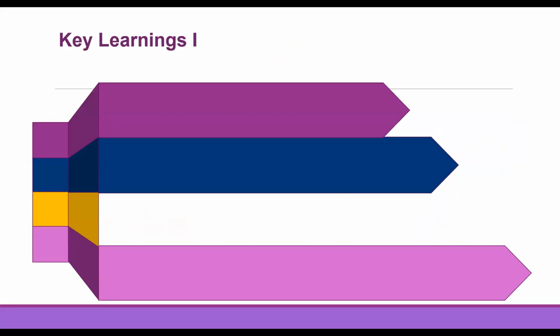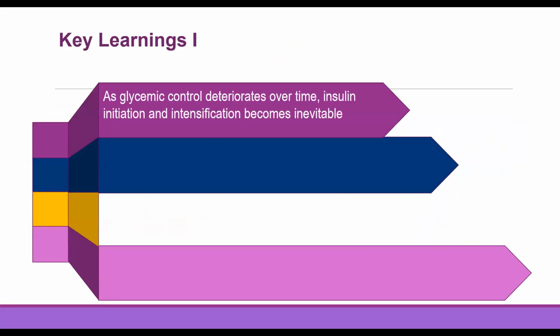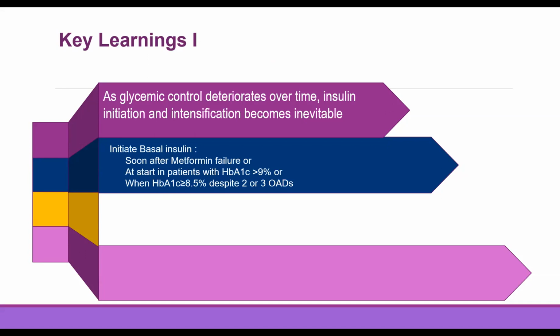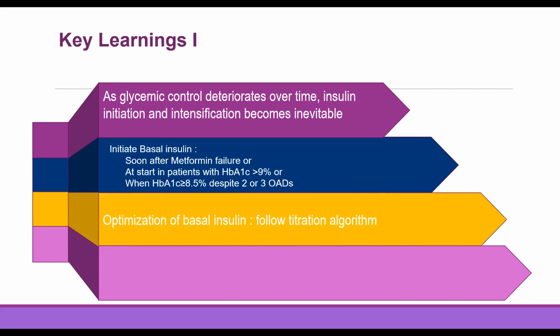So the key learning is, as glycemic control deteriorates over time, insulin initiation and intensification becomes inevitable. All of you are aware about that. So don't delay, start the insulin therapy. Always start with the basal insulin soon after metformin failure, or at the start if the patient has A1c more than 9%, or when the patient has A1c more than 8.5 despite 2 or 3 oral anti-diabetic agents.